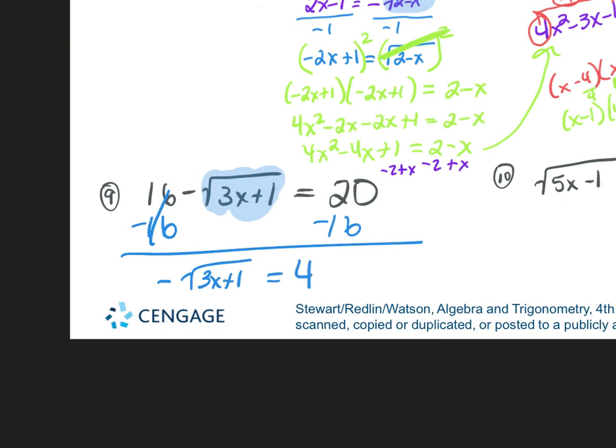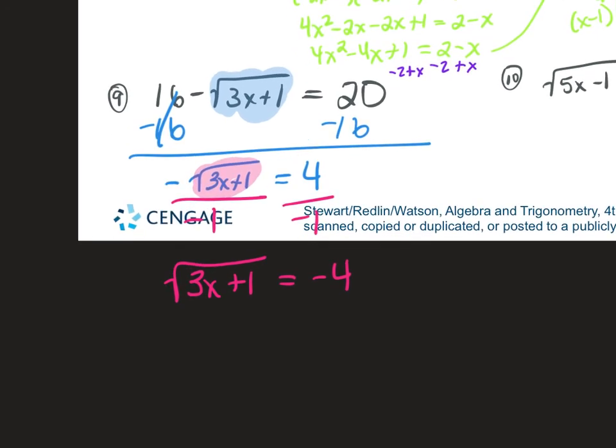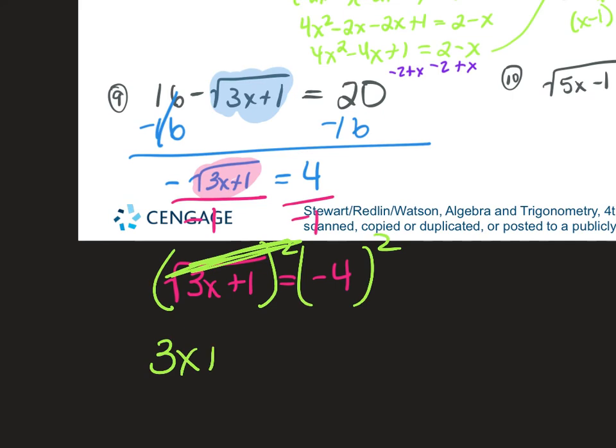I still have to get that radical all by itself. It's not all by itself yet. So I'm going to divide both sides by negative 1. So I have the square root of 3x plus 1 equals negative 4. So we now have the radical isolated. We're going to square both sides. When you square a square root, it cancels out. So you have 3x plus 1. Negative 4 squared is 16.